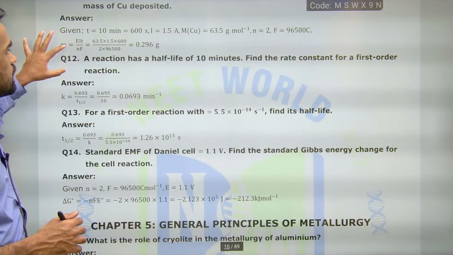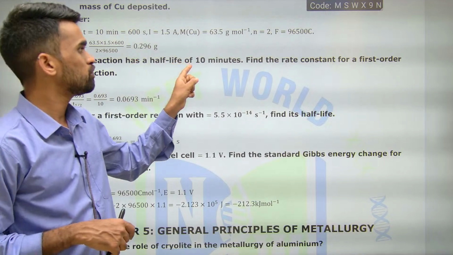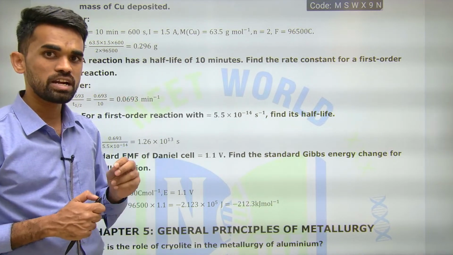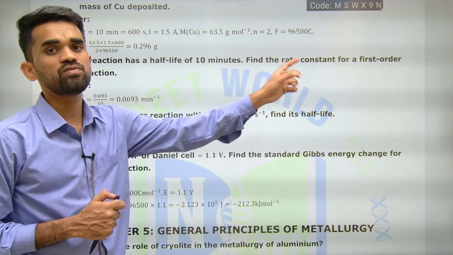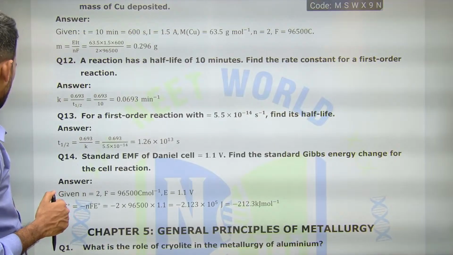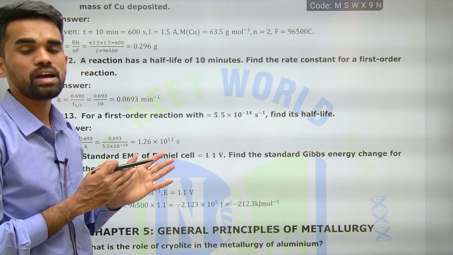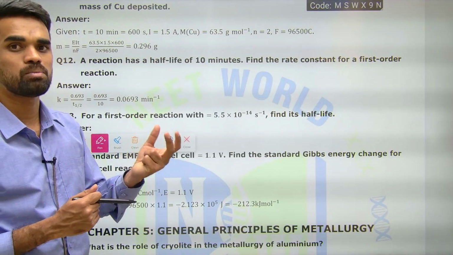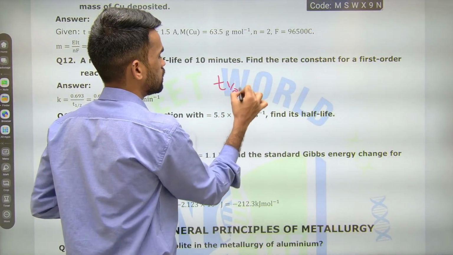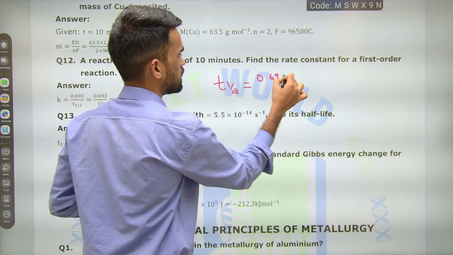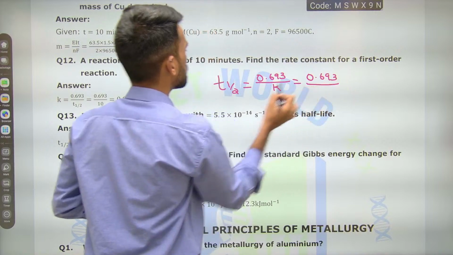The second question, the 12th question here, says the reaction has a half-life of 10 minutes. For a first order reaction, what is the half-life? 10 minutes. Now find the rate constant for that first order reaction. Okay, so it's again easy. There is a direct relation between first order T half, the time required for completion of half of the reaction, that is the half-life of the reaction. T half is equal to 0.693 by K.